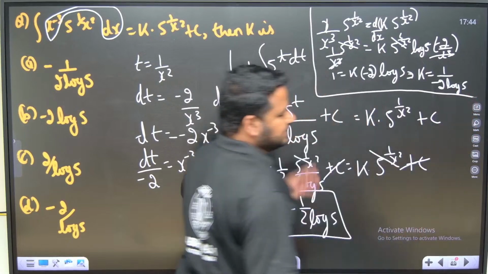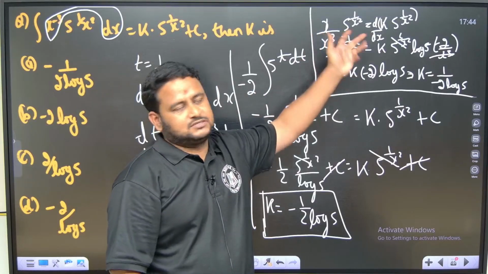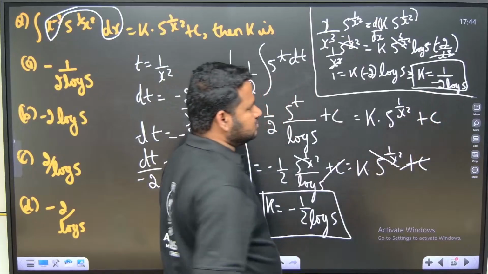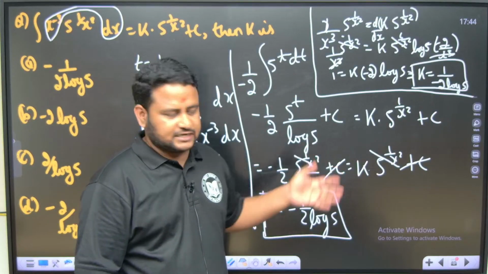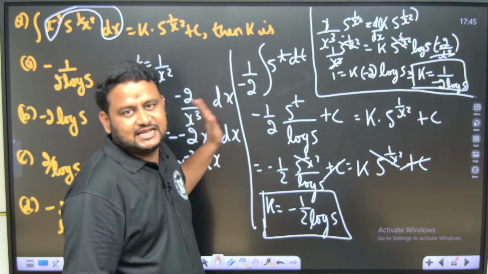Okay, by differentiating the RHS and keeping the LHS as it is, you will get the answer in just 2 steps. Very simple question. So k is equal to 1 by minus 2 times log 5. So this is another method which you can use. The conventional method is also usable, but it is very lengthy.